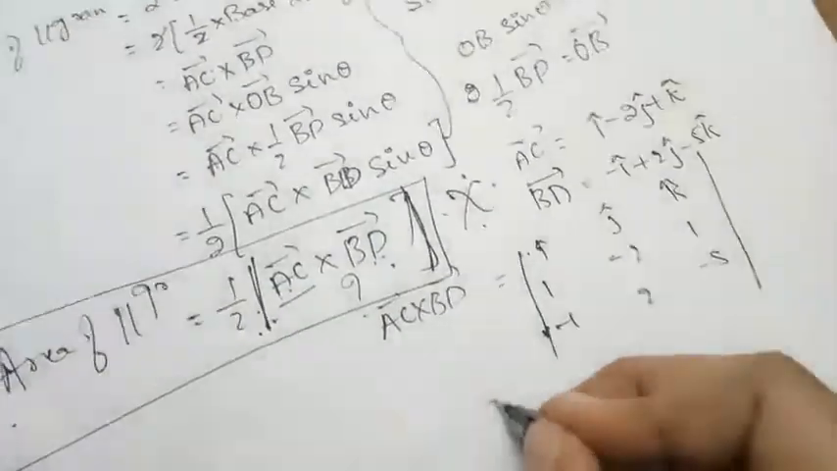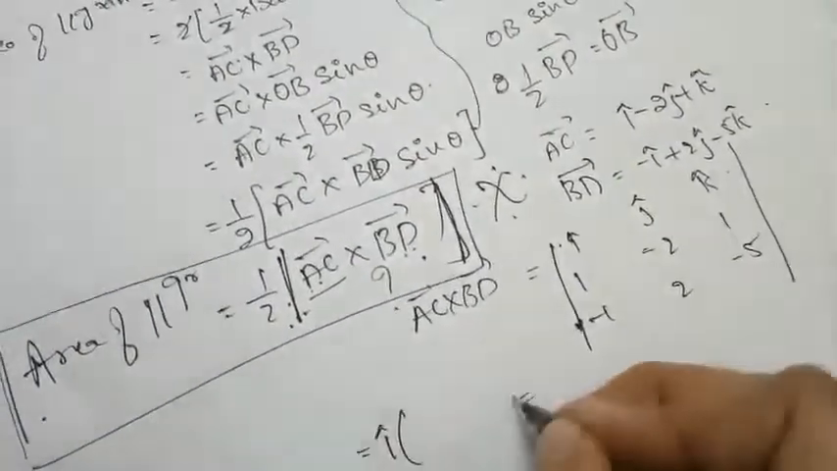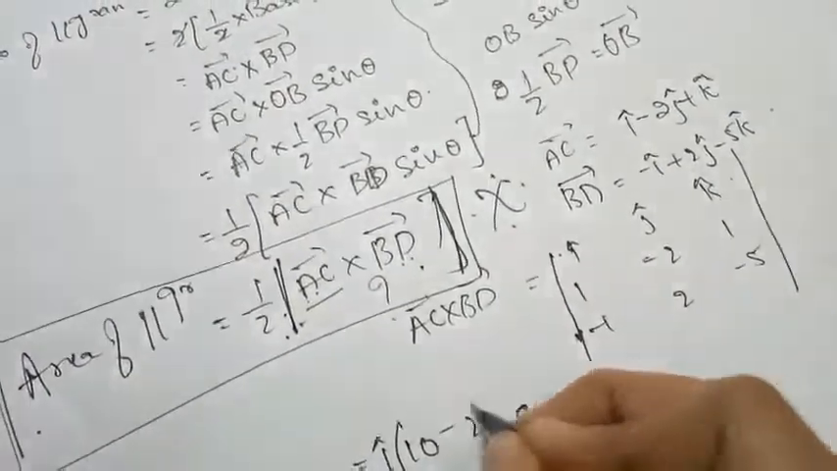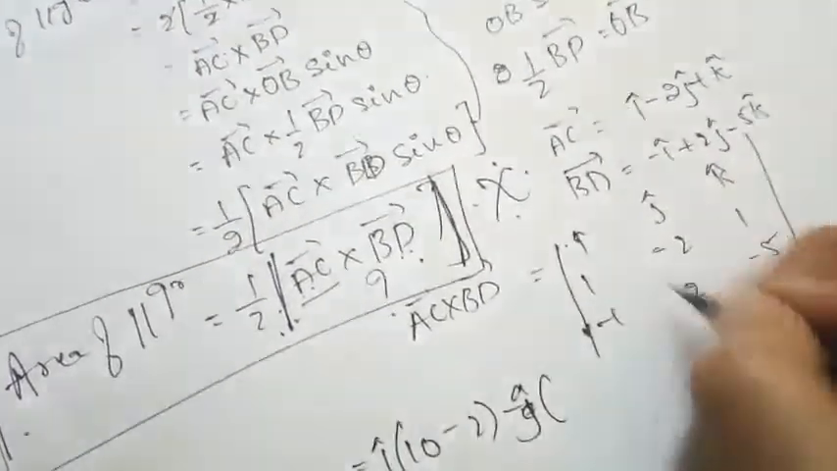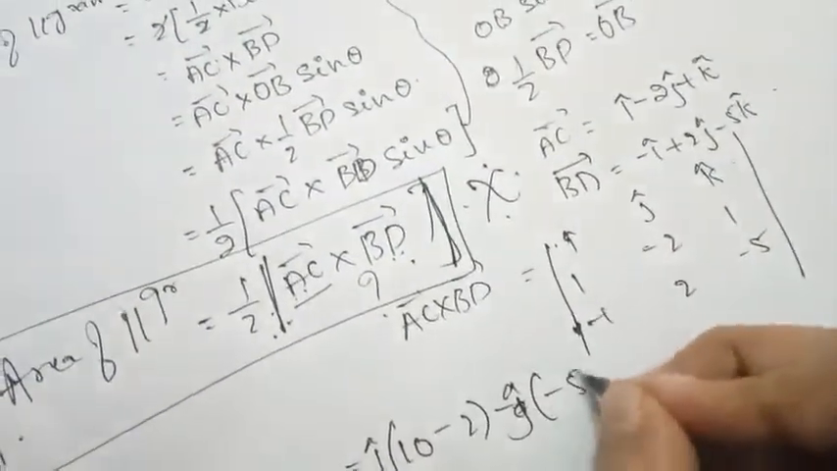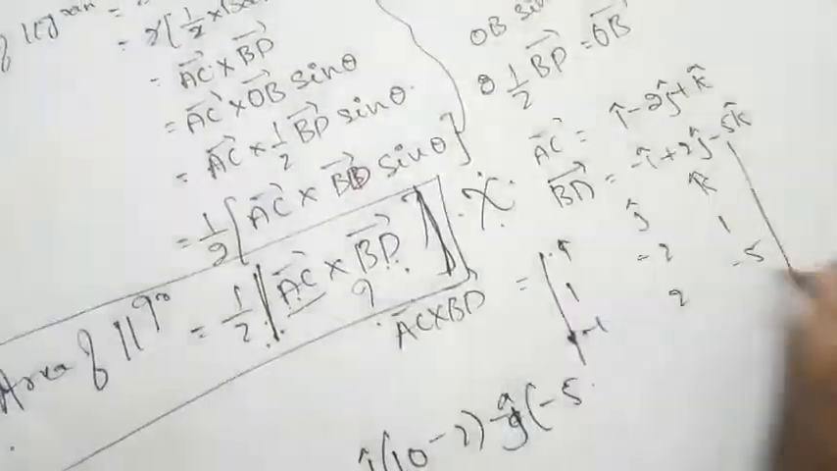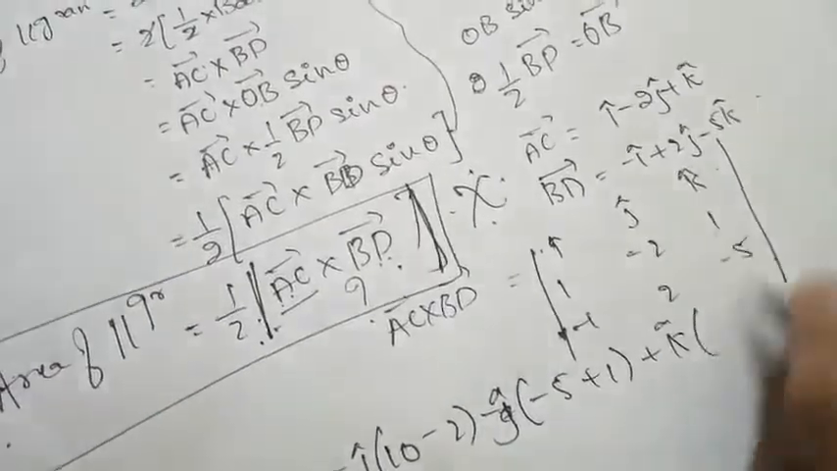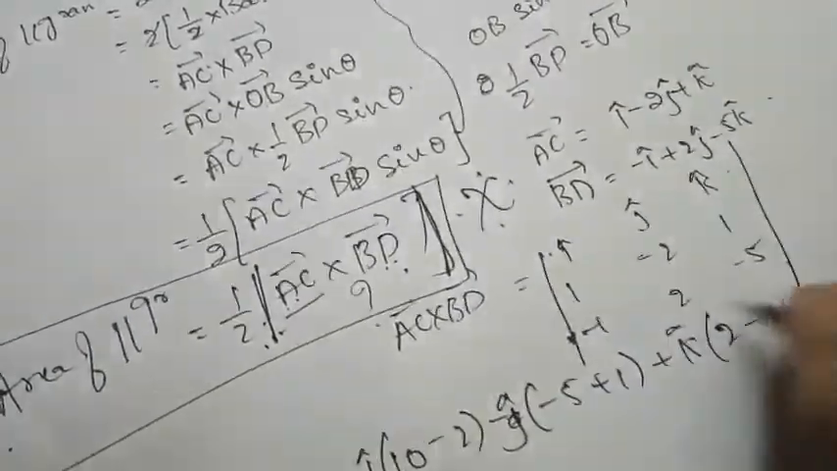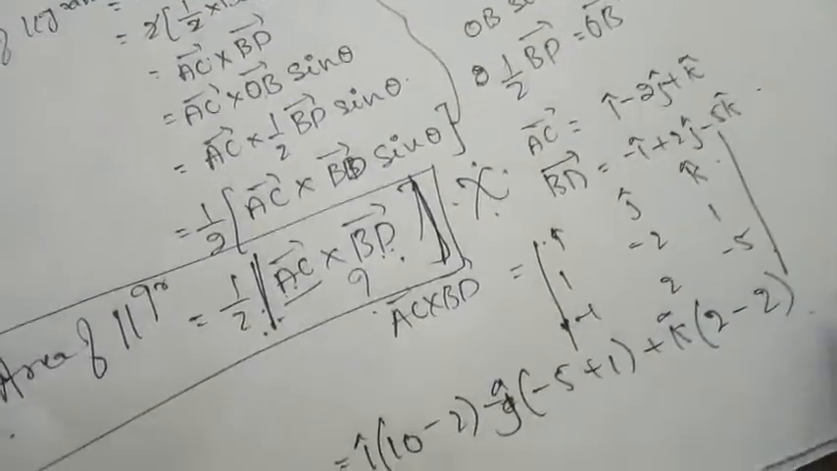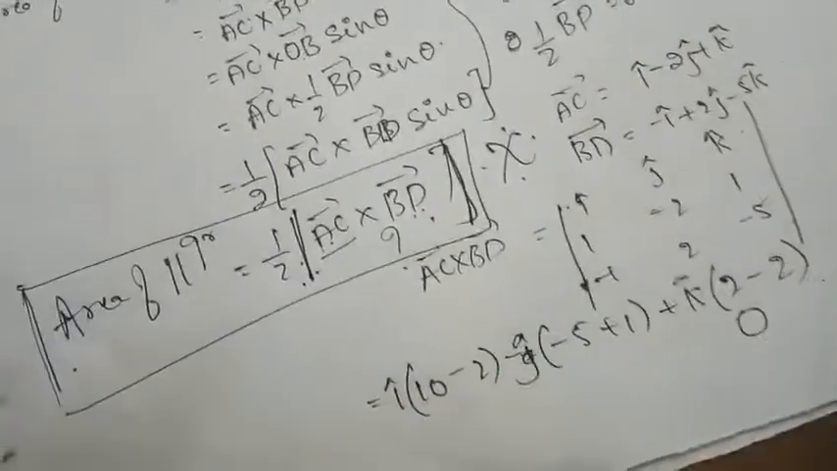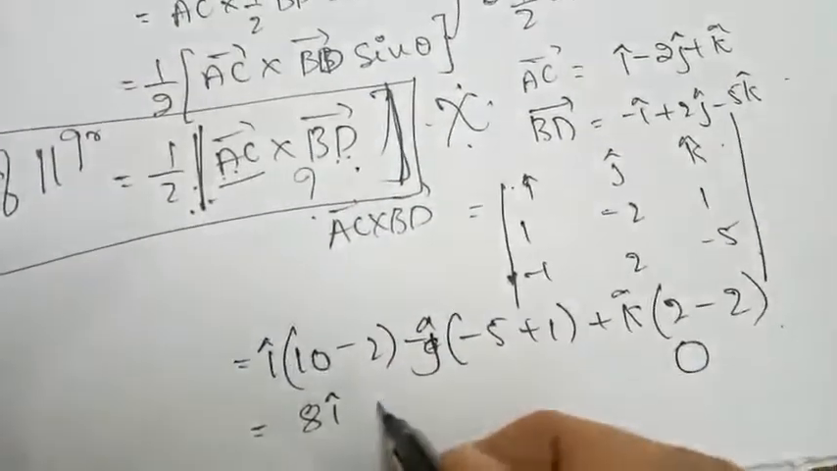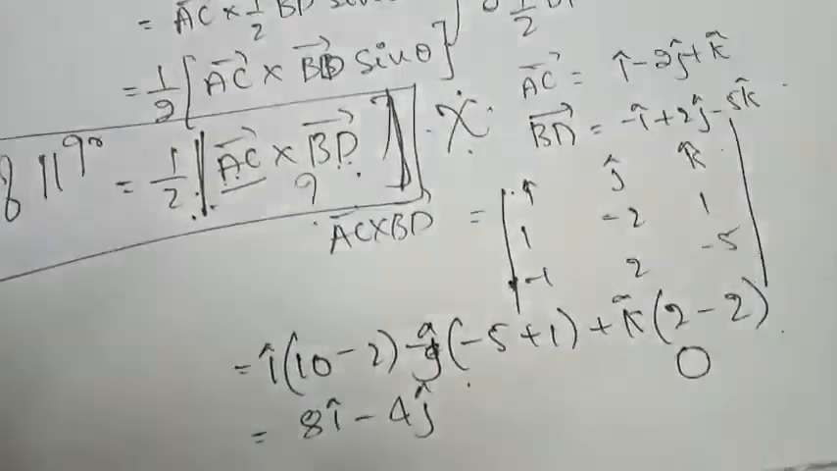So I am expanding it along the first row. So that is nothing but 5, 2s are 10, minus 2, minus j cap. So it is nothing but minus 5, 1 into minus 5, and next it is plus k cap, it is nothing but 2 minus 2. So here it becomes 0. So it is nothing but 8 i cap and minus 4 j cap.